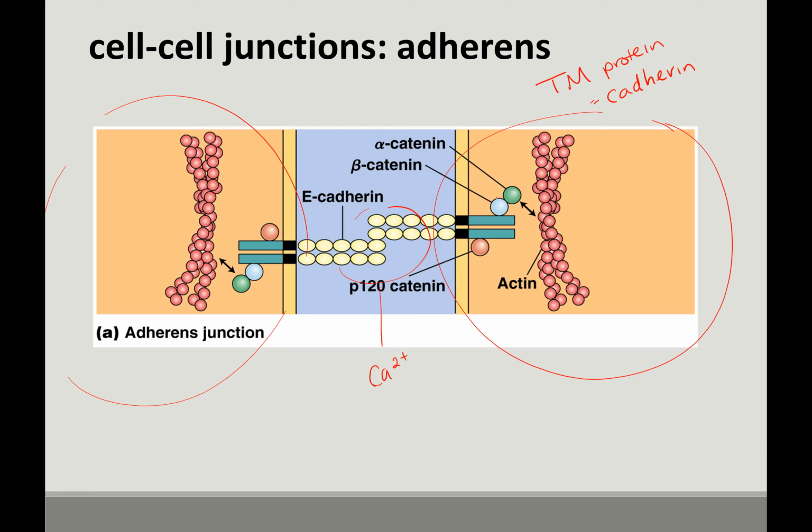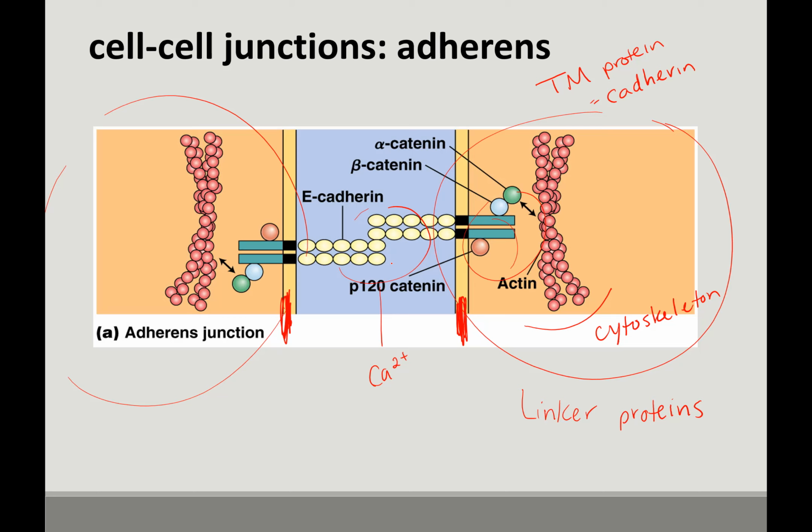Then you have all these linker proteins. And then you have the cytoskeleton. So in this case, adherens connect actin to the plasma membrane. This is your plasma membrane. To another cell. And there are different types of adherens in different types of tissues.